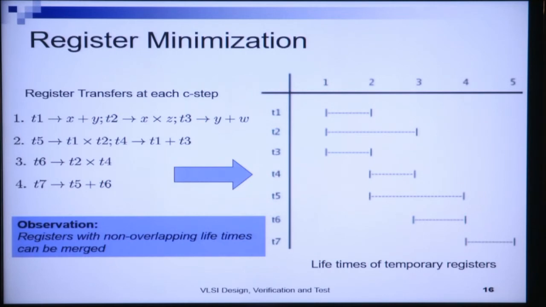So, T4 is one such, the next earliest starting temporary register which can be allocated to R1. Similarly, I can also allocate T6 to R1 because T4 and T6 are non-overlapping, the intervals are non-overlapping. So, I can put into R1 T1, T4 and T6. I can even put T7 into R1. So, the same register R1 can be used to hold T1, T4, T6 and T7.